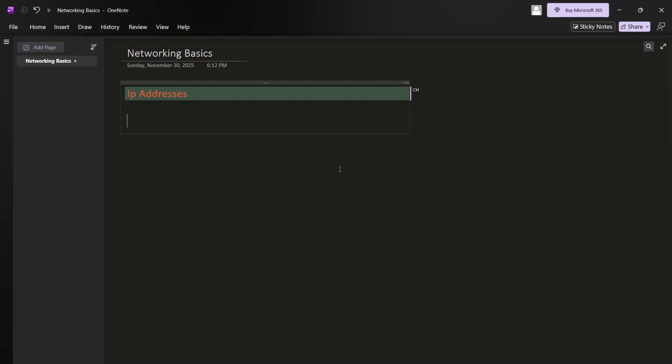As we discussed in our previous class, today I'm going to start about IP addresses and types of IP addresses.